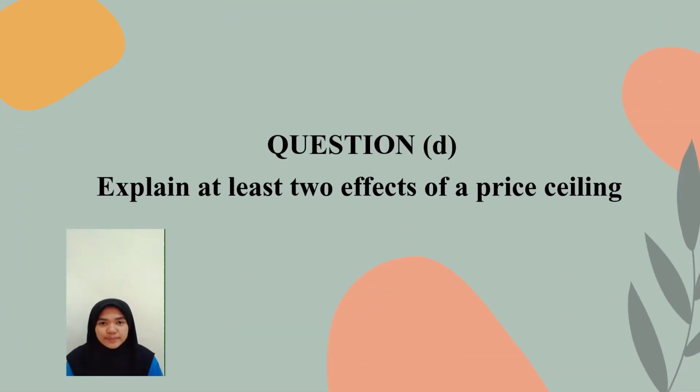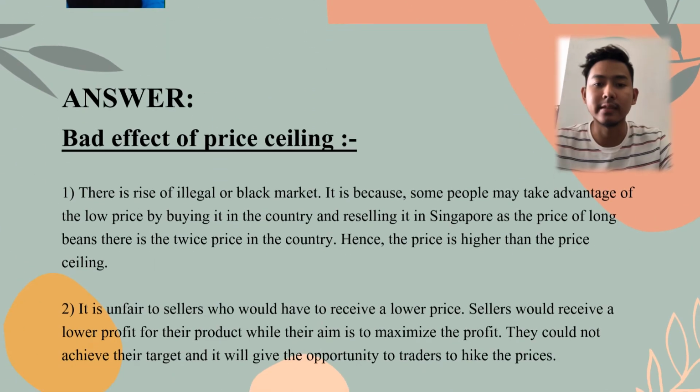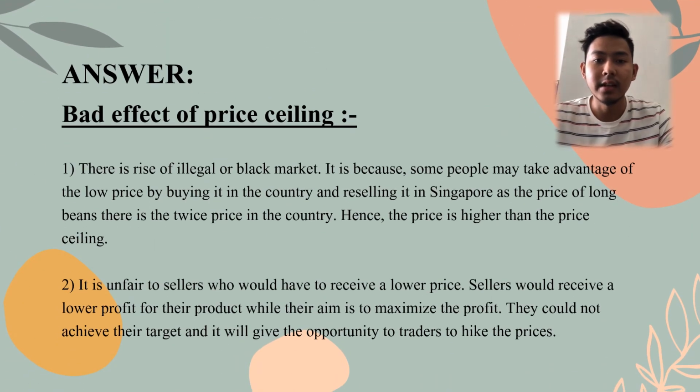Explain at least two effects of a price ceiling. First, there is a rise of the illegal or black market. It is because some people may take advantage of the low price by buying it in the country and reselling it in Singapore, as the price of long beans there is twice the price in the country, hence the price is higher than the selling price.